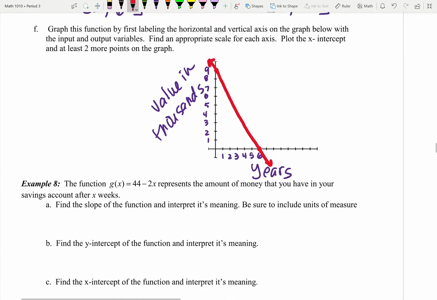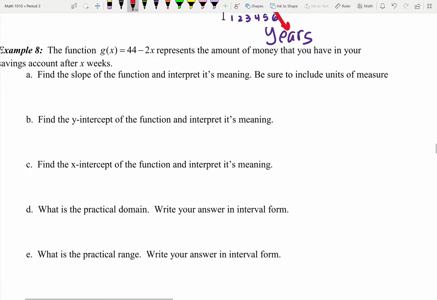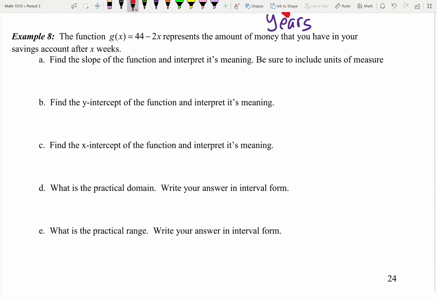Okay? Okay, question 8. Here's an equation. It represents the amount of money you have in your savings account after X weeks. Find the slope of the equation and interpret its meaning. Okay, so the slope is a negative 2. Everybody write X stands for weeks. They told us that. And Y stands for the amount of money you have in savings. Someone tell me what that negative 2 means.